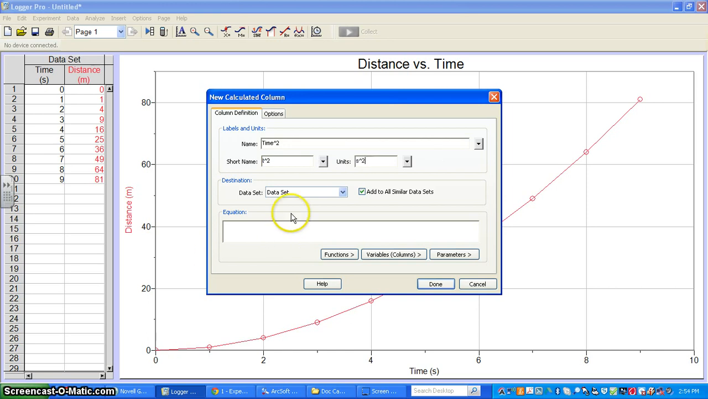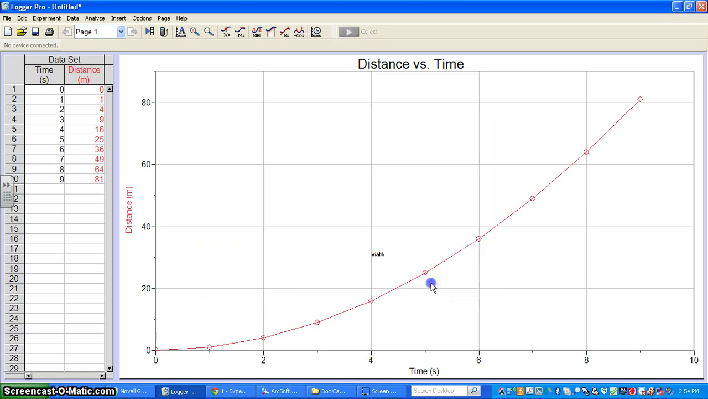Now here's the most important part. When you get down here to the equation, we want to take pre-existing data and alter it. So what I want to do is make x squared. Well, that's the time portion, so I want to take time and square it. I already have a column full of time data, so as opposed to manually squaring everything, that's what this calculated column's for. I'm going to select variables, time, and you'll notice that it comes up in quotation marks. And now I'm going to square that data, and I'm going to hit done.